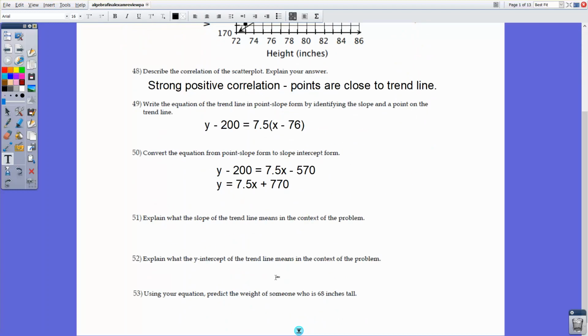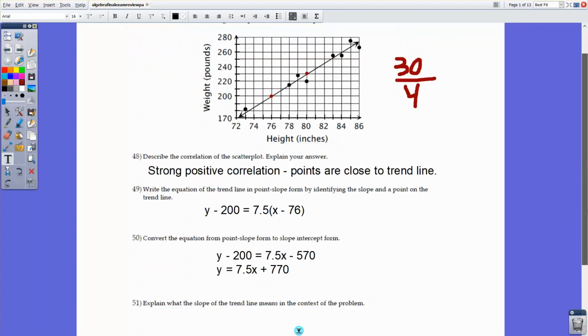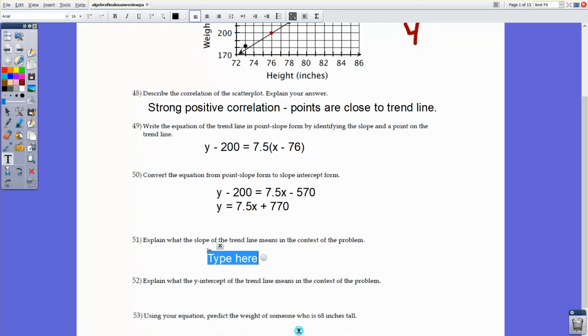Next, what does the slope of the trend line mean in the context of the problem? Since weight is the y-axis and height is the x-axis, 7.5 means 7.5 pounds per inch of height. So basically, if somebody grows an inch, they would gain 7.5 pounds on average. What does the y-intercept of the trend line mean in the context of the problem?